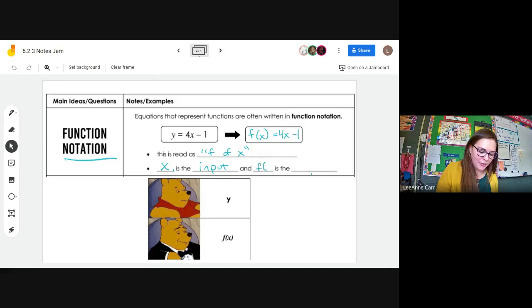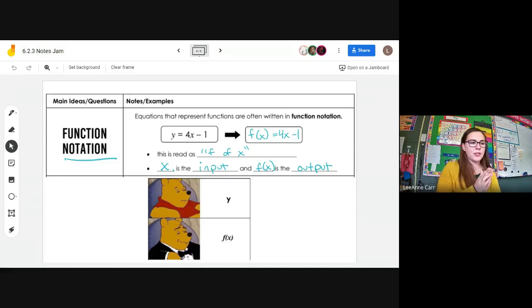And then f of x is the output. Previously, we said y was all of our output values. Well, guess what? f of x and y are the same thing. Just like I said, we haven't changed anything. I've just changed the name of my function. I reiterated that here with this silly meme. These are the exact same thing. One of them is just a little bit fancier.